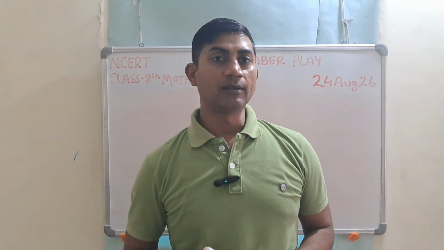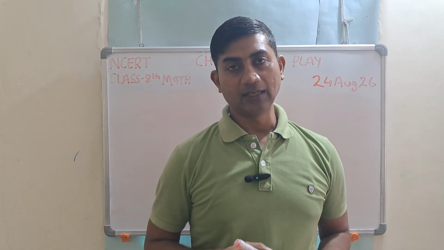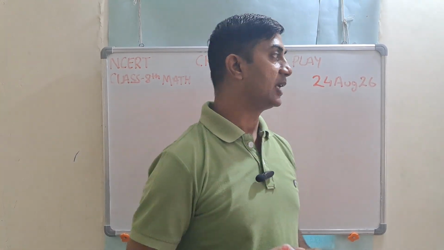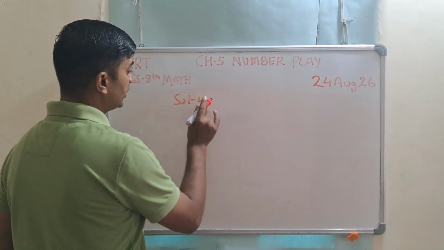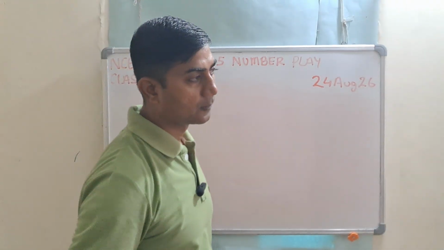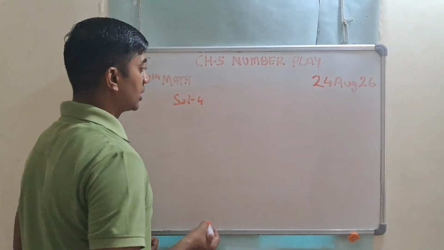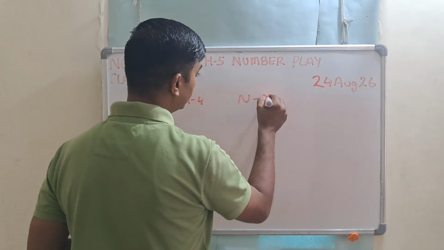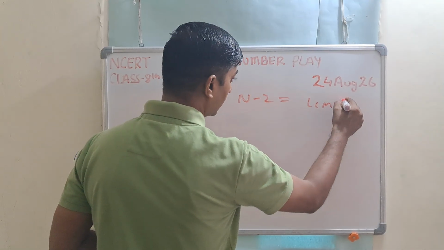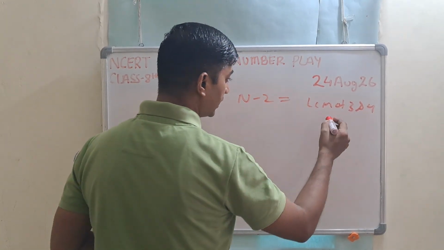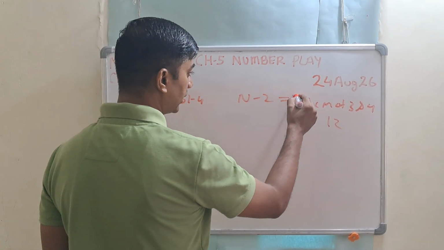Before proceeding to the puzzle, let us see what we did in question number 4 in the previous class. We have to find a number which is divisible by 3 and 4, and it gives the remainder 2. Understood? So what conclusion we have made is that n minus 2 is equal to, when we take the LCM of 3 and 4, that is 12. So we come to the conclusion that n minus 2 equals 12.